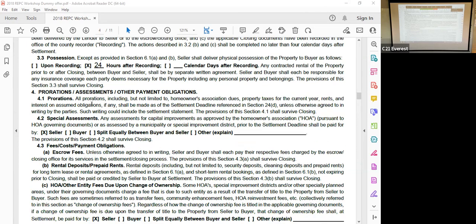All right. Next, section 3.3. Any concerns there? So on the MLS, it says upon recording, but it says 24 hour, it doesn't matter, right? Yeah, good. Great question. Similar to the refrigerator, what the seller puts on the MLS is just, here's our request. This is what's going to take control.